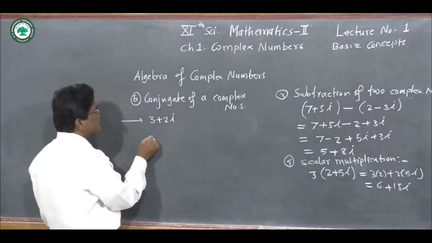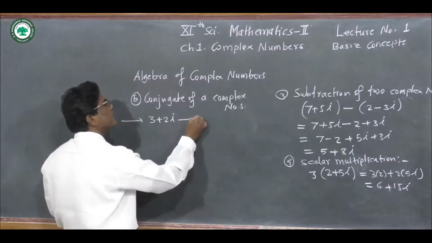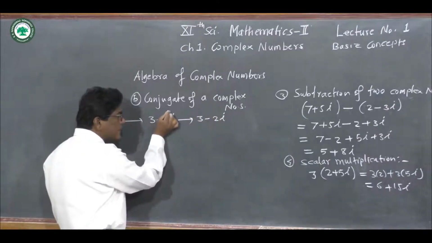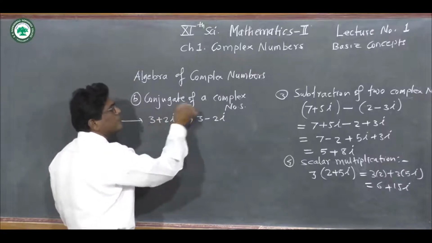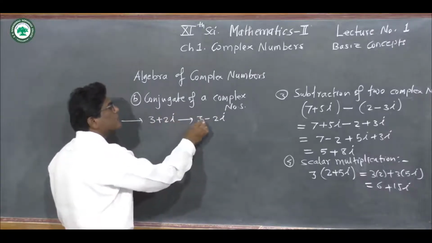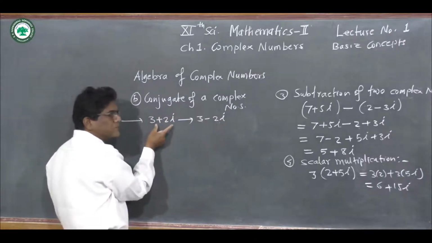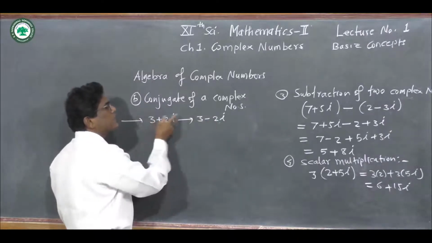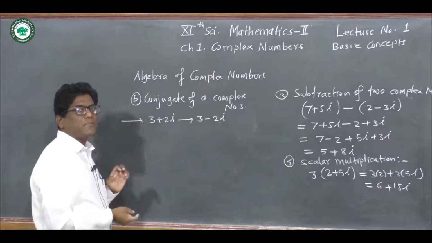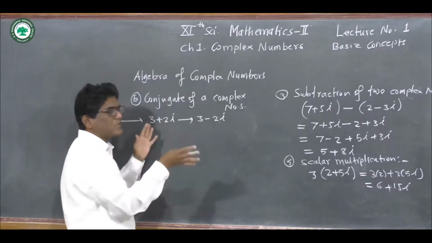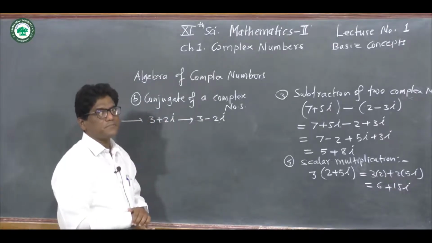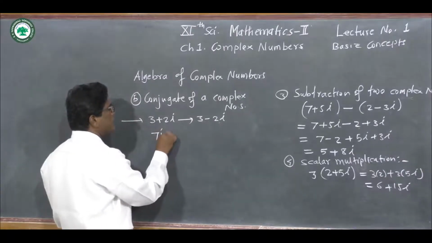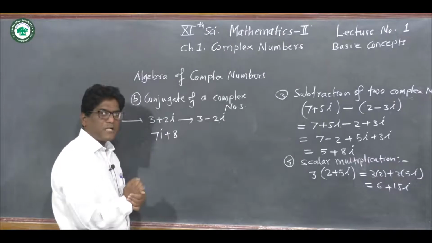So its conjugate is 3 minus 2i. We change only the sign of this 2i. 2i is plus, take minus. So 3 minus 2i is the conjugate of 3 plus 2i. Or we may say 3 plus 2i is the conjugate of 3 minus 2i. That means these two numbers are conjugates of each other. Suppose 7i plus 8.